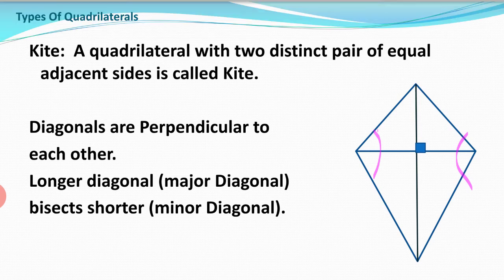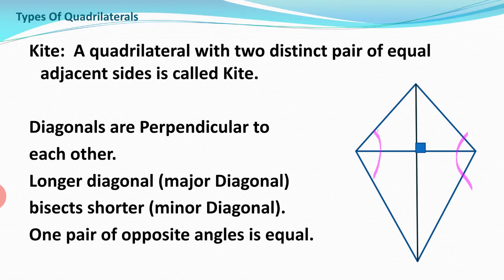So we write there that one pair of opposite angles is equal. Only one. The other pair is not equal. If the other pair becomes equal, then it may become a square or a rhombus. Is it clear? So the second type of quadrilateral is the kite.